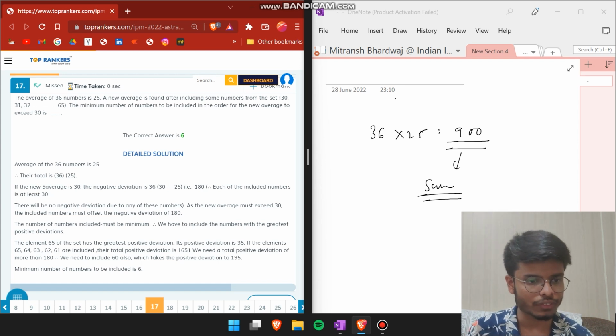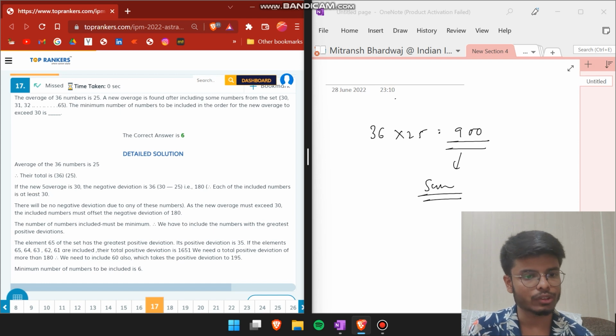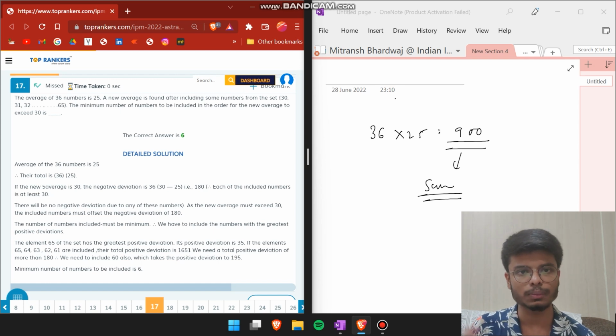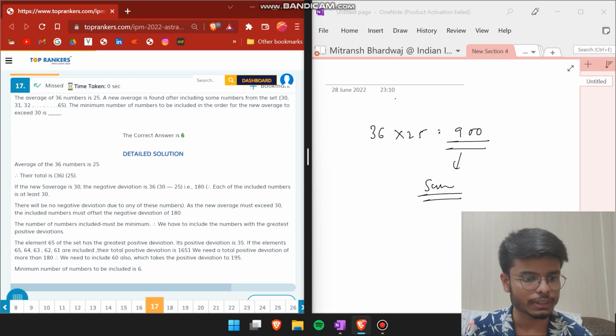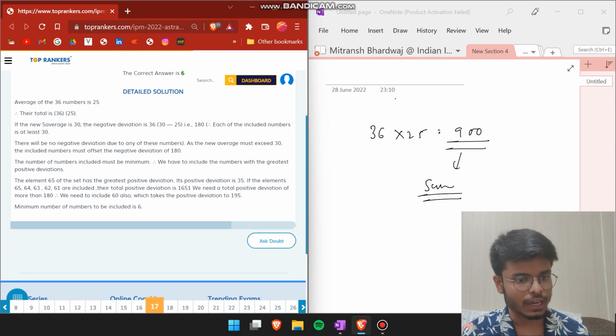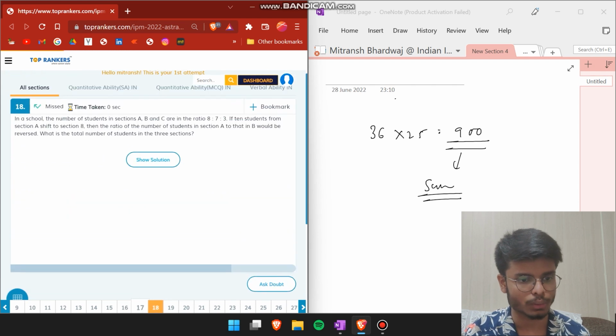There will be no negative deviation due to any of these numbers as the new average must exceed 30. The included number must offset the negative deviation of 180. So you add those plus 180 and you get it. So the elements of the number must be minimum. The element 65 of the set has the greatest positive deviation. So you get 35, then 30, 4, then like that, and total such numbers are coming to be 6 as shown by this question.